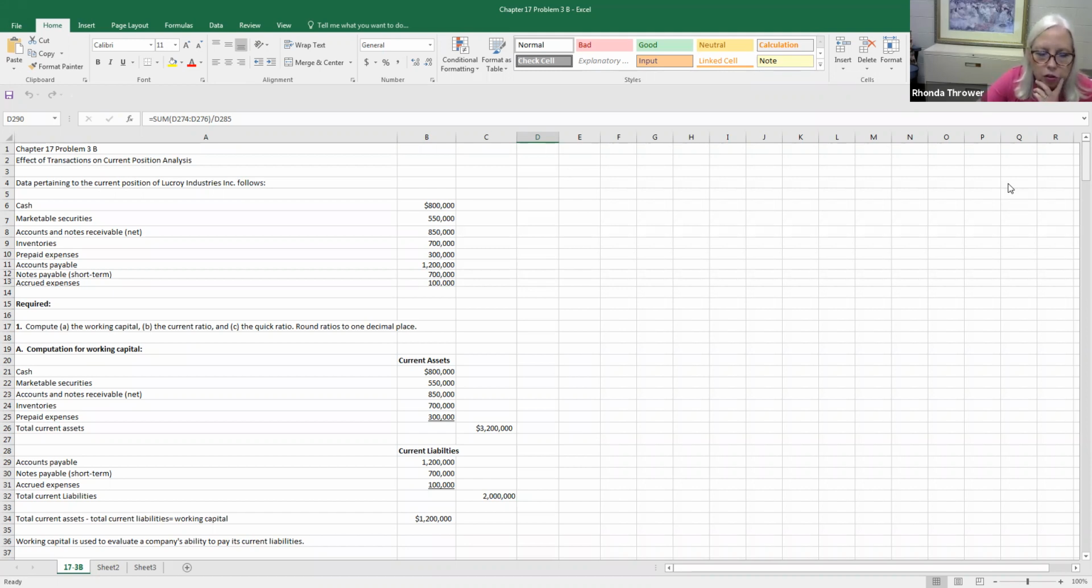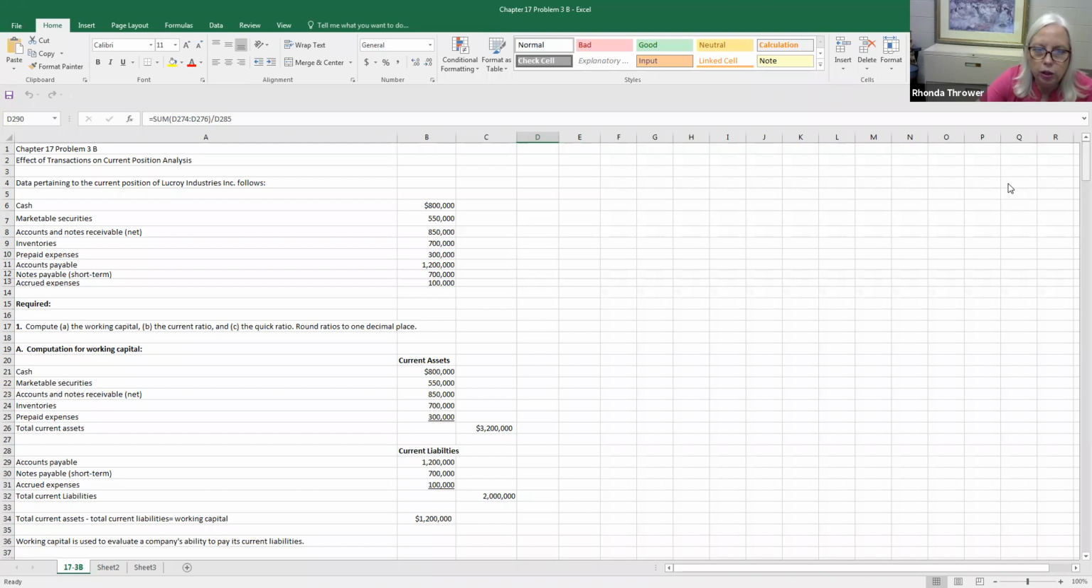And then what you would have to do is analyze your quick assets. Your quick assets would have been the sum of your current assets, which were, if we go back up to the top of the page, 800,000 in cash. We had some marketable securities and we had some accounts and notes net. You do not include your inventories or your prepaid amounts.